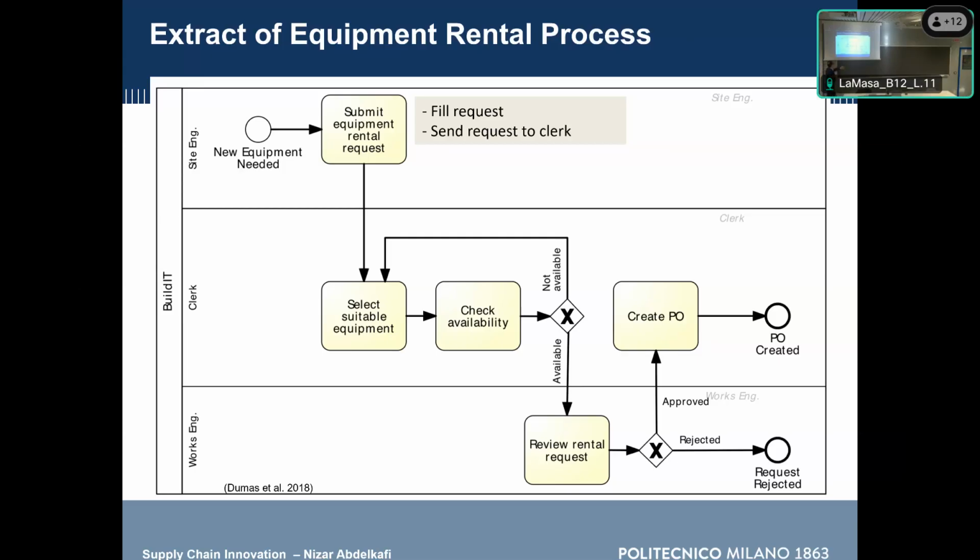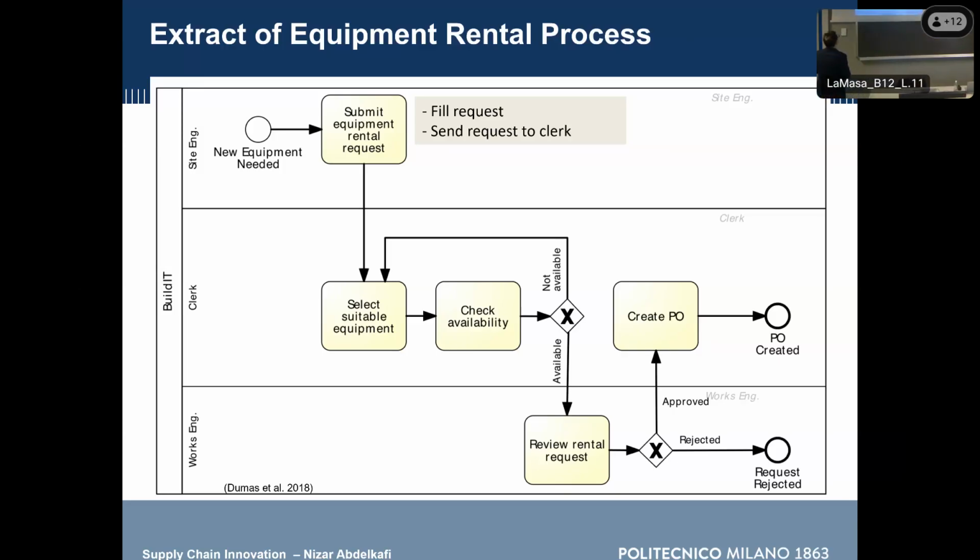And then once it is found, there is a request going to the works engineer. He is the manager, the responsible manager, who will be approving or not this rental request. If it is not approved, then the request will be rejected. If it is approved, then there will be a purchasing order or rental order created and then submitted to the supplier, who will then deliver the equipment to the construction site.